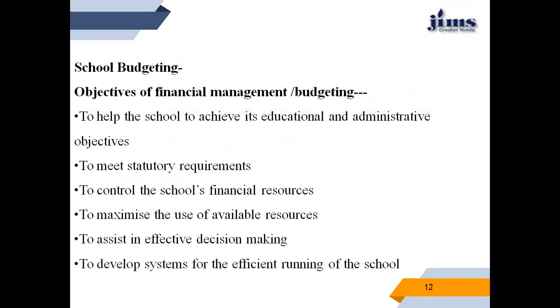School budgeting. There are objectives of financial management and budgeting. The objectives are to help the school to achieve its educational and administrative objectives, to meet the statutory requirements, to control the school's financial resources, to maximize the use of available resources, to assist in effective decision making, and to develop systems for the efficient running of the school. So, school budgeting is very important.